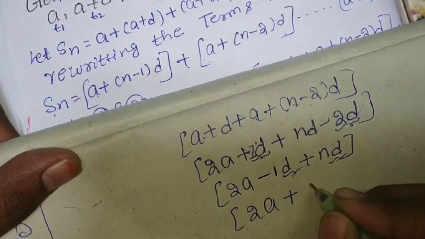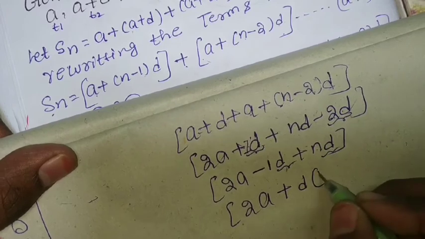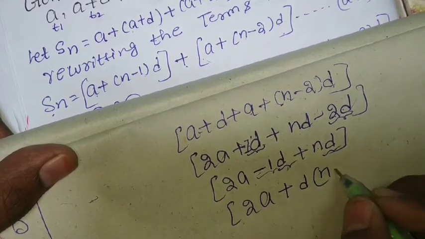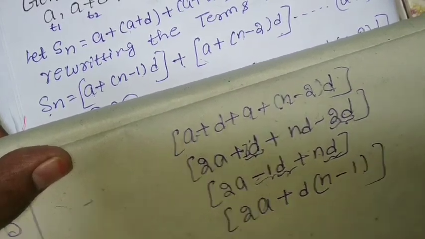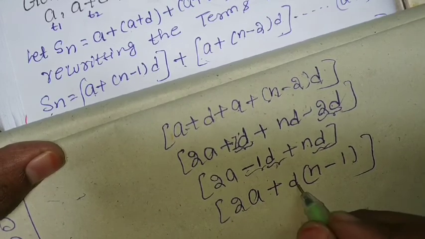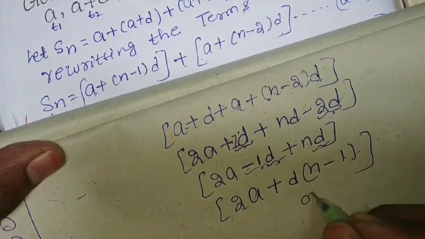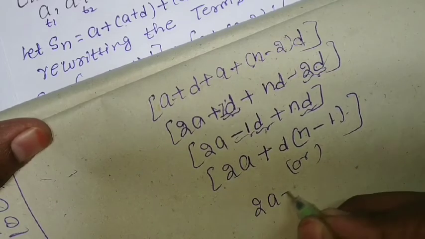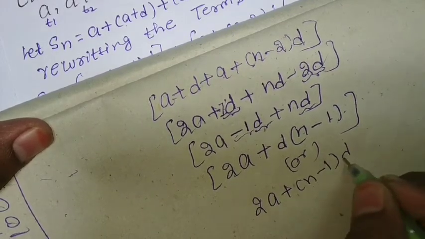Plus d. So n minus 1 we have, no? So write down minus 1. So what do we get here? 2a plus d, n minus 1. Or you can write it like that: 2a plus n minus 1 into d.